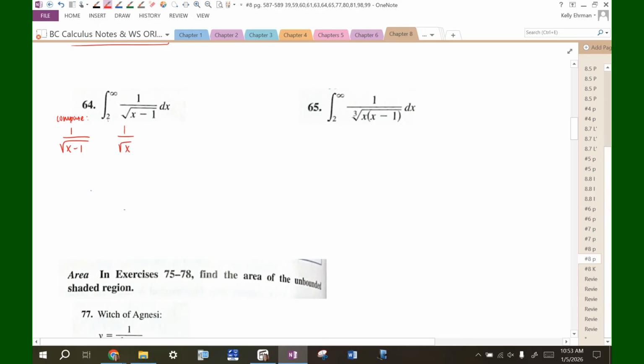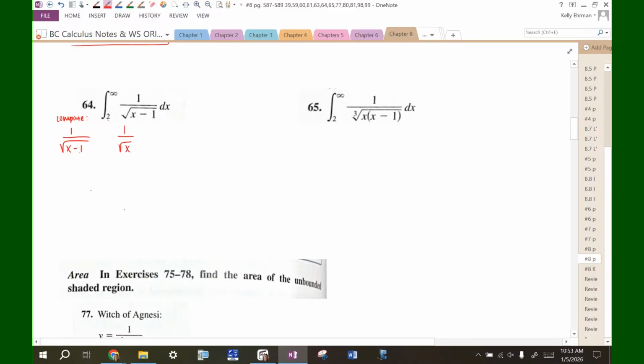And I do know that this starts at 2, but remember, we're not trying to figure out what it converges to. It's just the fact that it converges or diverges. P integrals work no matter where you start. Your answer for what they converge to could be different, but the answer to converges or diverges does not depend on where it starts.